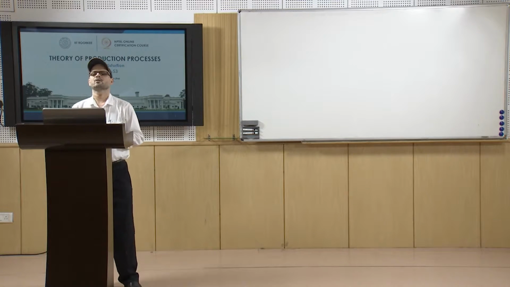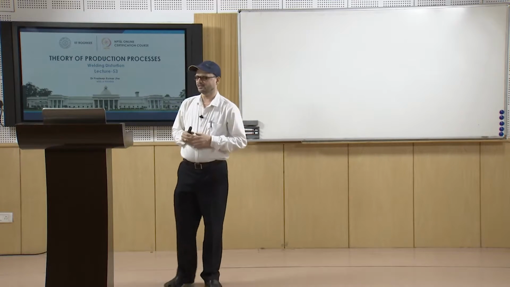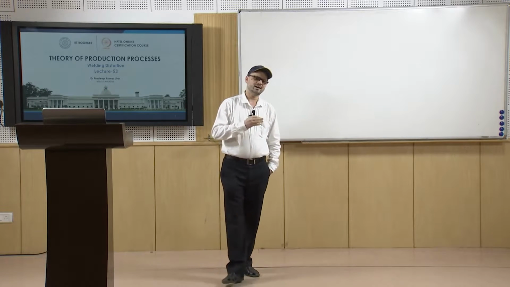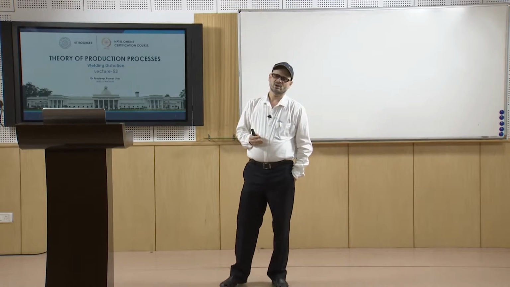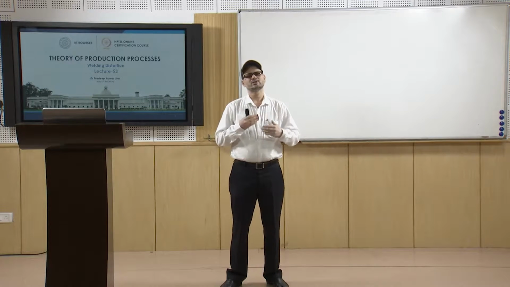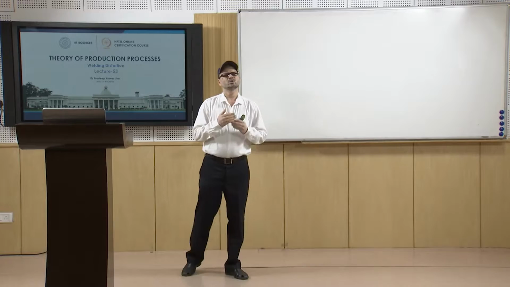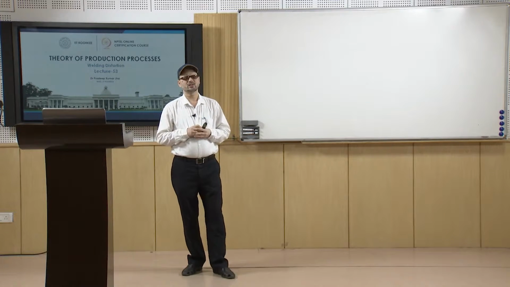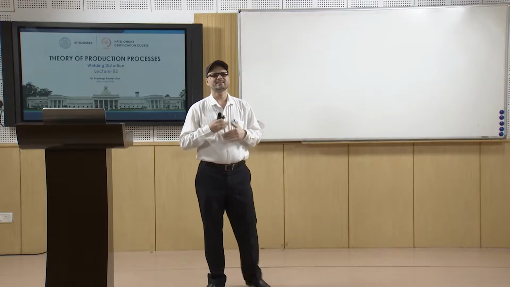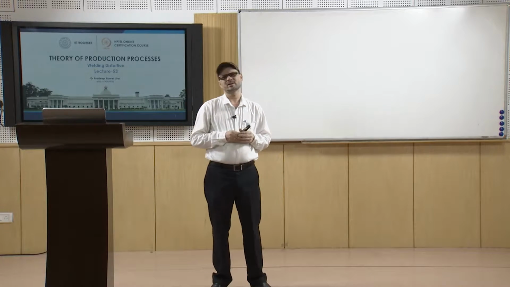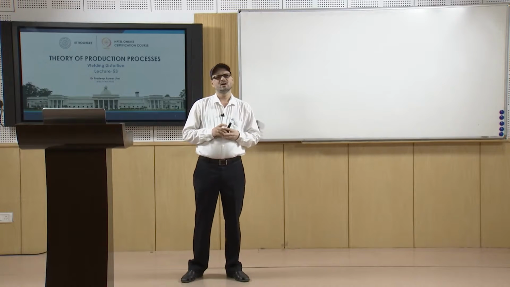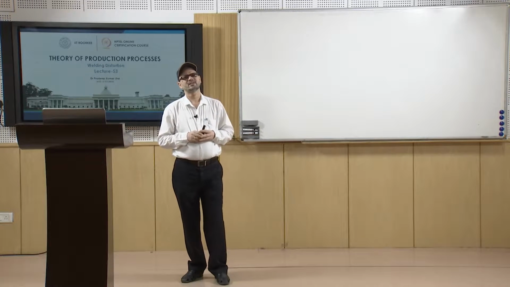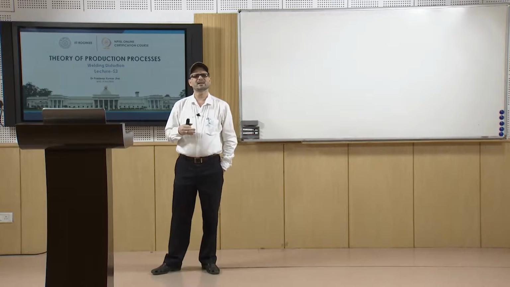Distortion is caused by non-uniform expansion and contraction of the weld metal and adjacent base metal during the heating and cooling cycle. We have already studied that when you have uneven heating and cooling, stresses will be generated, and because of that there may be distortion because of this non-uniform expansion and contraction of the weld metal and the adjacent base metal.